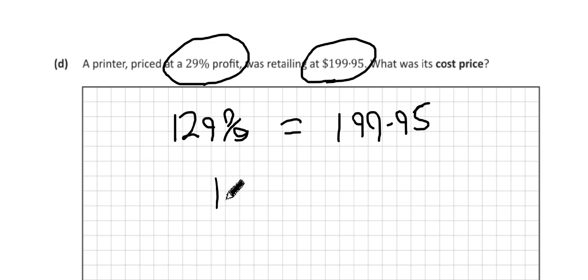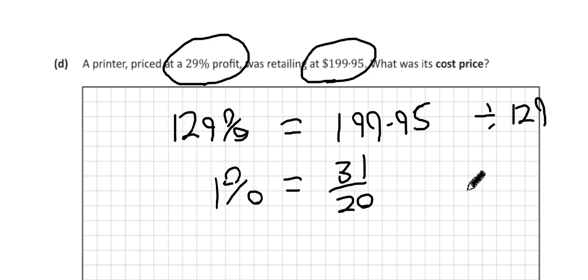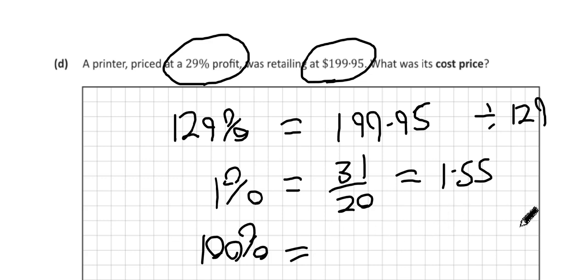Then I should find out what 1% is. So you all divide $199.95 by 129 and tell me what you get. You can have it as a fraction if you want. What? 31 over 20? Okay. I think that's like $1 and 55 cents when you change it to decimal? Is it 1.55? Okay. Now multiply that by 100 to make it 100 times bigger, back to 100%, which was your cost price. So what do you get?